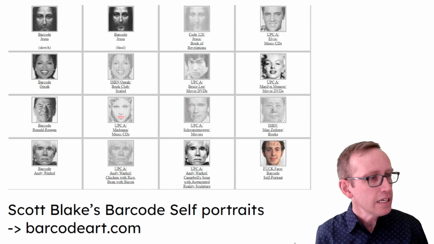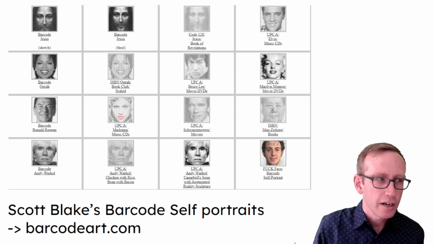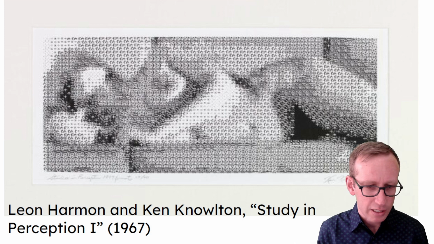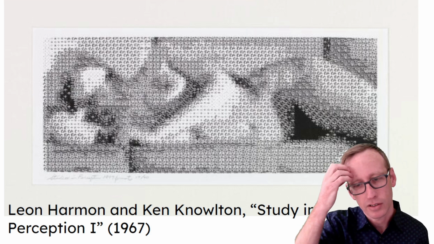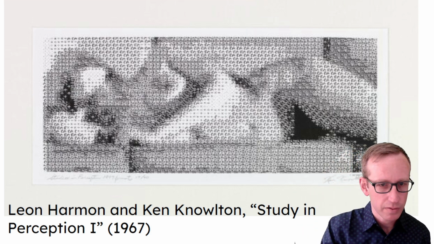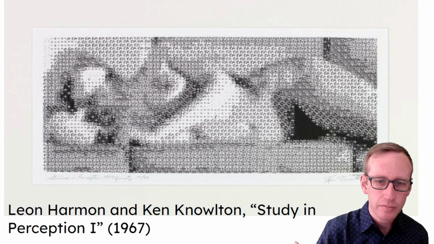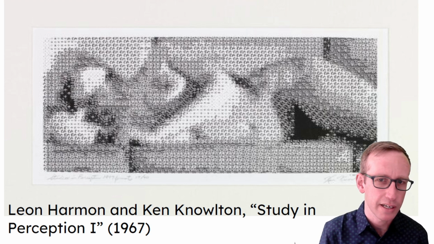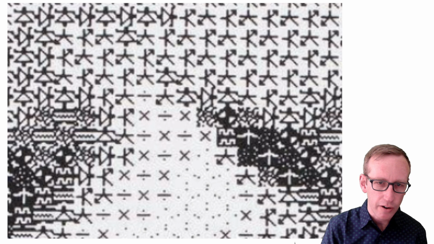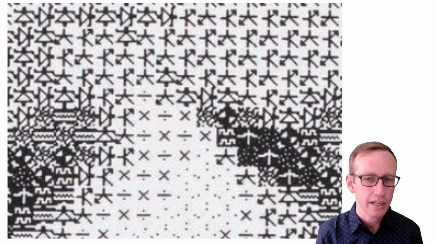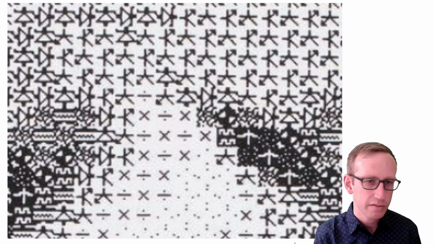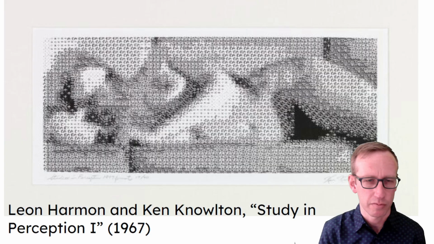So looking back at the history of computer art, there's a pretty famous early example of this kind of thing. This is Leon Harmon and Ken Knowlton's Studies in Perception. It's originally a photo of a nude woman on a couch, but it's composed of elements that are not pixels, but are little tiny typographic, mathematical and technical symbols, and zoomed in you can see those clearly, but zoomed out it still resembles that photograph.